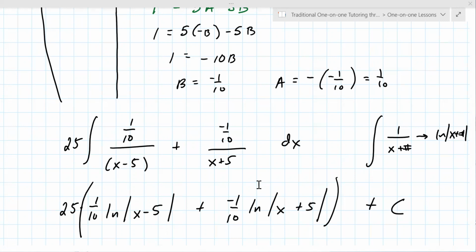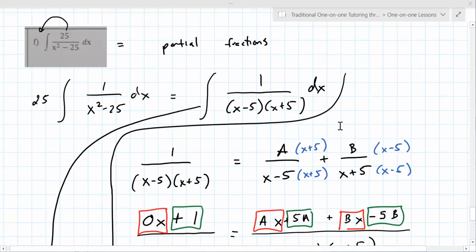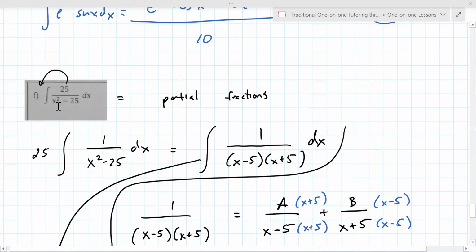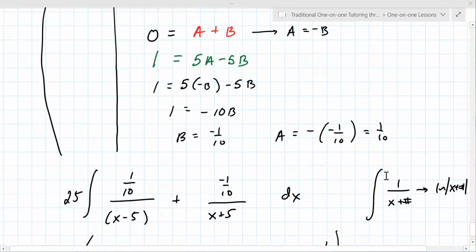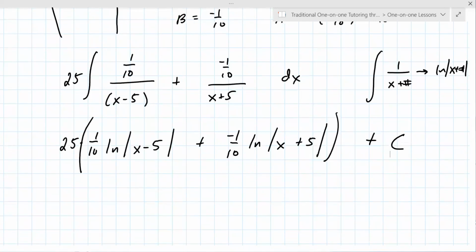So you kind of just take what you did and plug it back in. Yes, the reason you find a and b is because you can't integrate the thing that we started with, but you can integrate a over x minus 5 and b over x plus 5. And the reason we could do that is because it factored nicely. If it doesn't factor, there are other ways to do it, but that's just another approach. All right, we should do G.